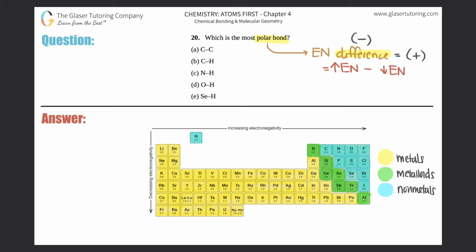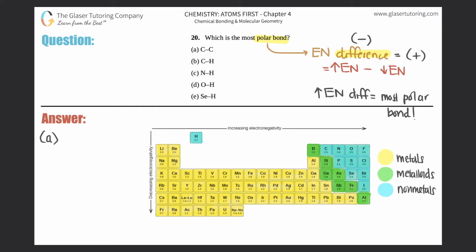But that's all we're going to do. We're going to find the electronegativities for each one of these atoms, subtract them, and see which one has the highest difference. The highest electronegativity difference, in this case, would be the most polar bond. All right? So, let's go for it.